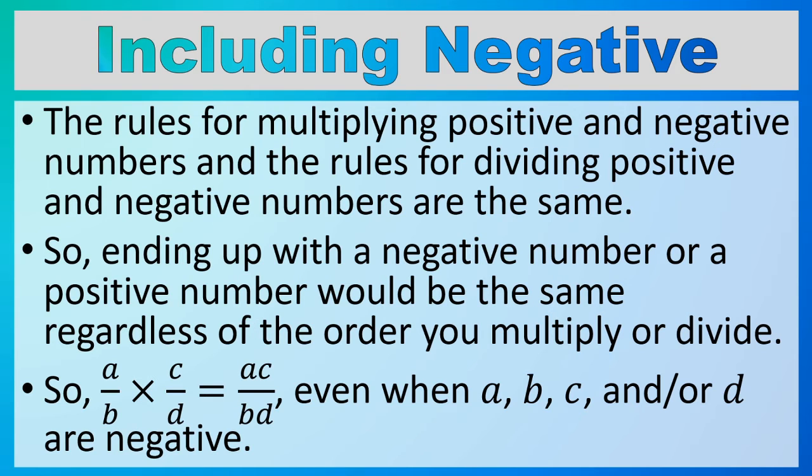A over B, that is A divided by B. C over D, that is C divided by D. And then we multiply those two together in the left-hand side. AC, that is A times C. BD, that is B times D. And then we divide them together on the right-hand side.